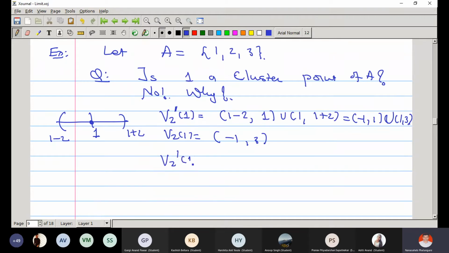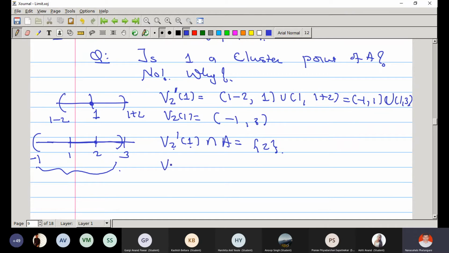Now V2 dash 1 intersection with A, what is it? Empty? See, it includes 2 and 3, and I am looking at the 2 neighborhood, which means my radius of neighborhood is 2. It is extended up to 3, and on the left side it is minus 1. So the 2 neighborhood of 1 is minus 1 to 3, and in that 2 is there. Okay, I am neglecting 1, yes. So certainly 2 is there. I am not neglecting it.